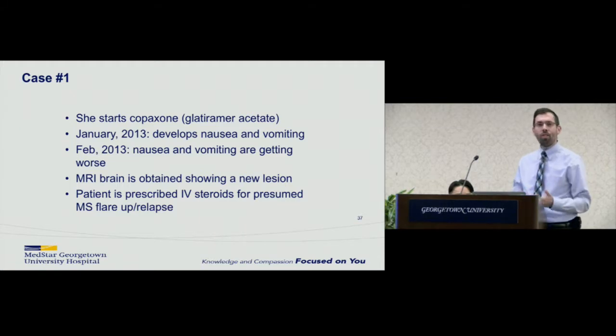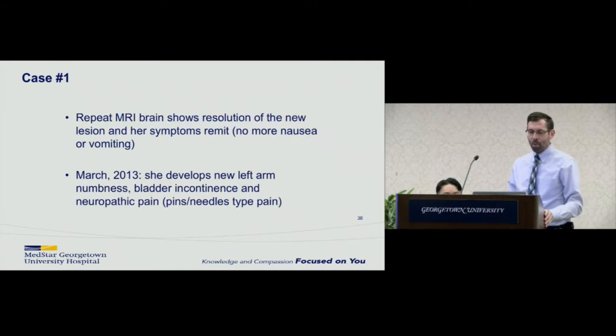So she got IV steroids, which is what we typically do for what we think is an MS relapse. And she got a little bit better with the steroids. But then she got a repeat MRI. There was resolution of that lesion on the MRI. But then in March, she started having new symptoms, left arm numbness. She started having bladder problems. And she started having a lot of pins and needles type pain in her legs and arms.